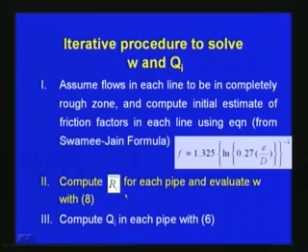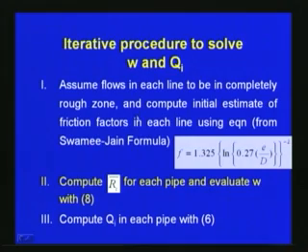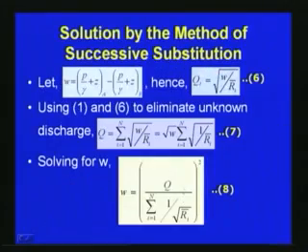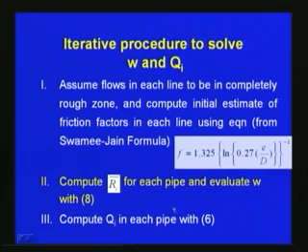The second step is to compute Ri bar, that means the equivalent resistance as given here for each pipe, and evaluate W by using equation 8. Then compute Qi in each pipe by using equation number 6. So, we use an iterative procedure. We start by assuming flows in each line to be in the completely rough zone, then we use the Swamee and Jain formula to get f, then we compute Ri bar and evaluate W, and finally we compute Qi in each pipe by using equation number 6.